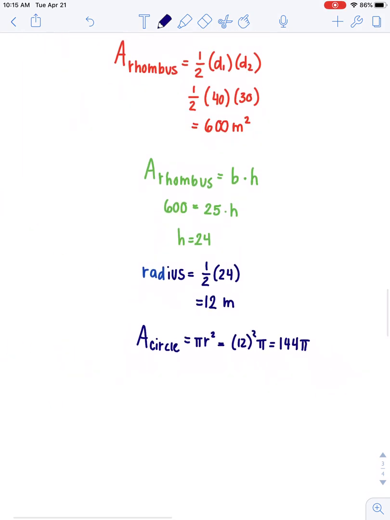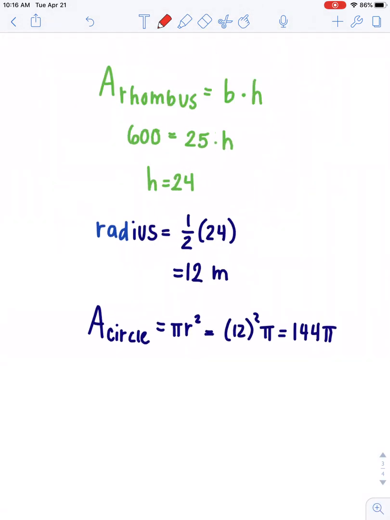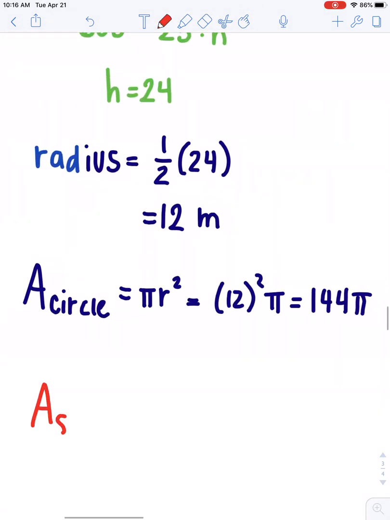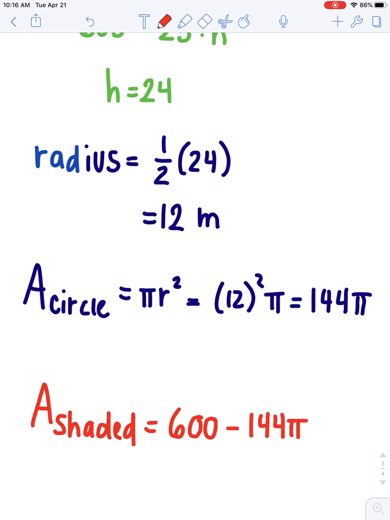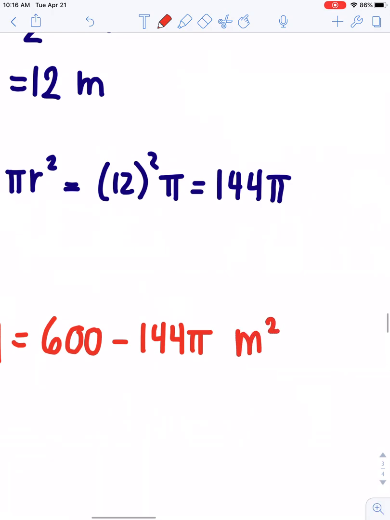We now have our two areas, so to determine the area of the shaded region, we can take the area of our rhombus, which is 600, and subtract it from our area of the circle, which is 144 pi, and we can't forget our meters squared.